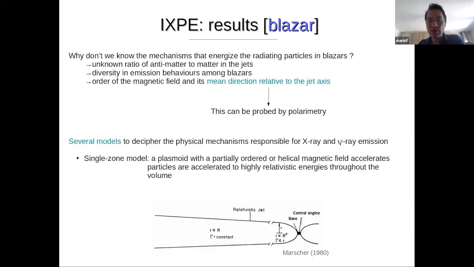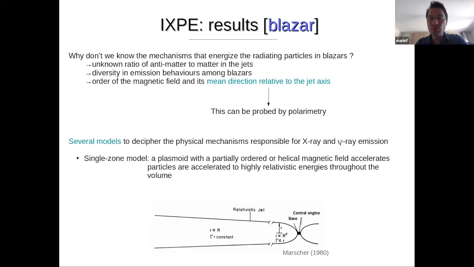So one of the answers could be probed by polarimetry. The thing is that we don't know the ratio of matter and antimatter in the jet. We have seen various emission behaviors among blazars. Some of them have a high synchrotron peak in the UV and some a low synchrotron peak in the infrared, and that gives rise to inverse Compton scattering, basically the X-ray and gamma ray band emission.